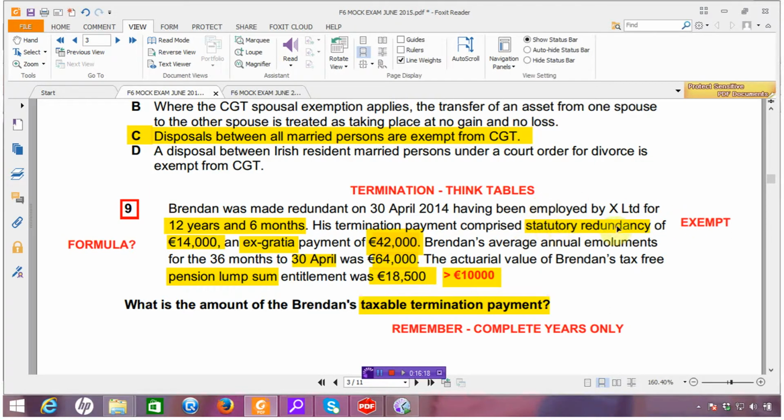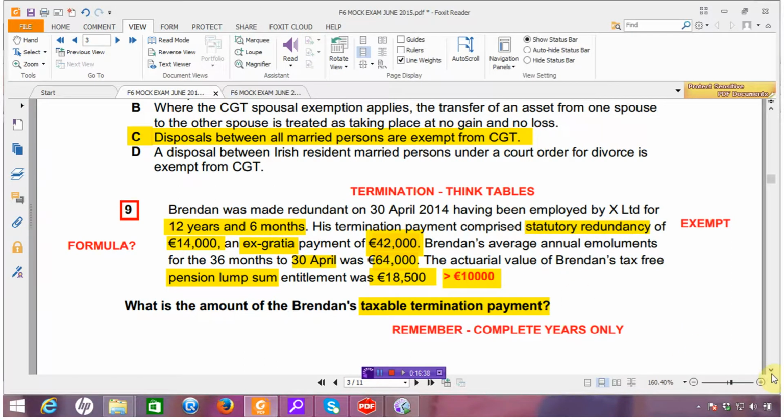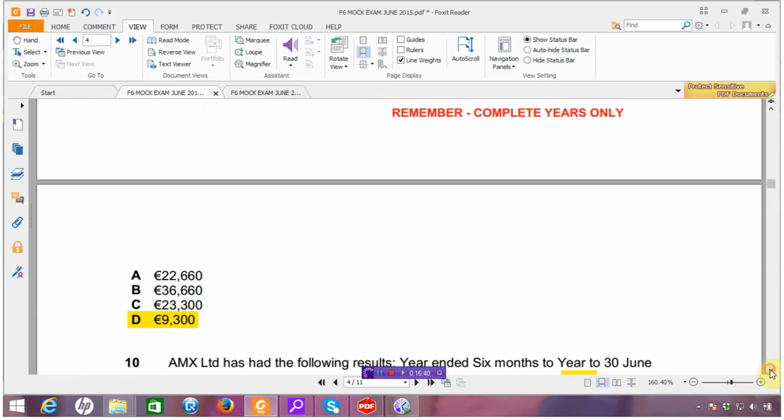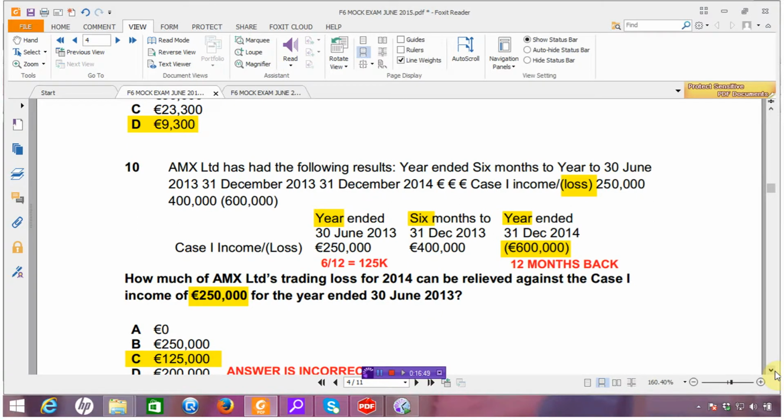We're completely discounting statutory redundancy because that's completely exempt. Okay, so that's not going to figure in our adjustments, as it were. So we're just taking anything that is ex gratia. We're taking off the highest of the three, in fact the two in this case, and we're getting to 9.3. So you'll see that in our answer, the amount of the taxable termination payments is the answer D. Okay. Next point. We have CT and losses.